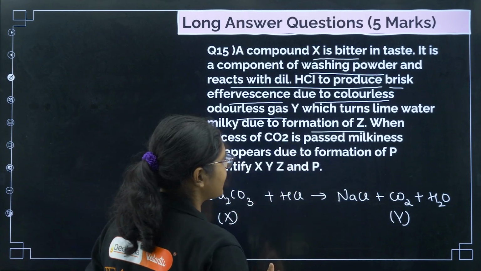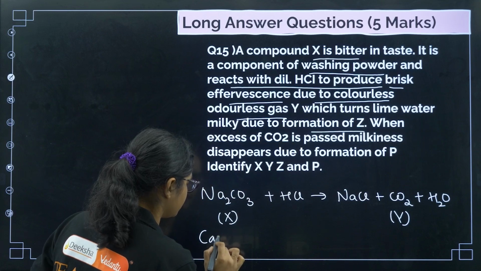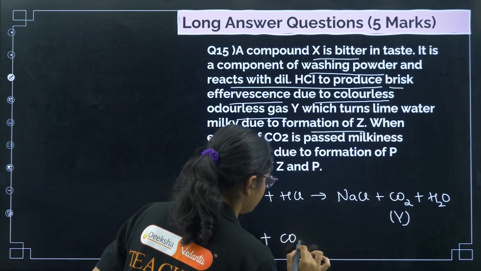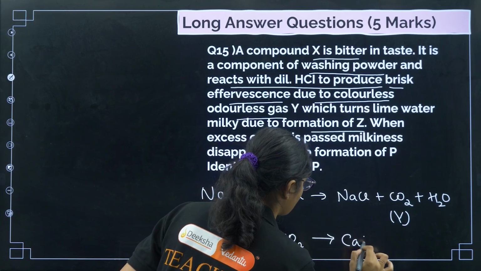So now what will be the reaction for this one? Lime water is what? Lime water is calcium hydroxide. When you treat it with carbon dioxide, we get calcium carbonate.